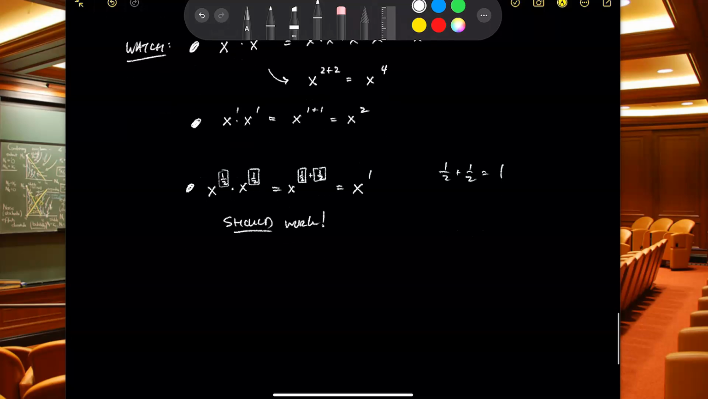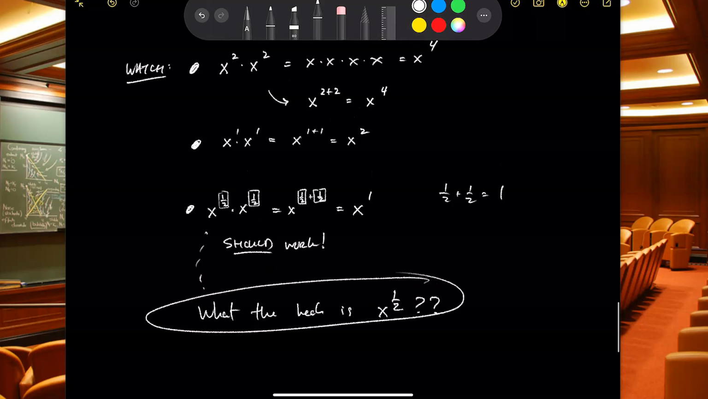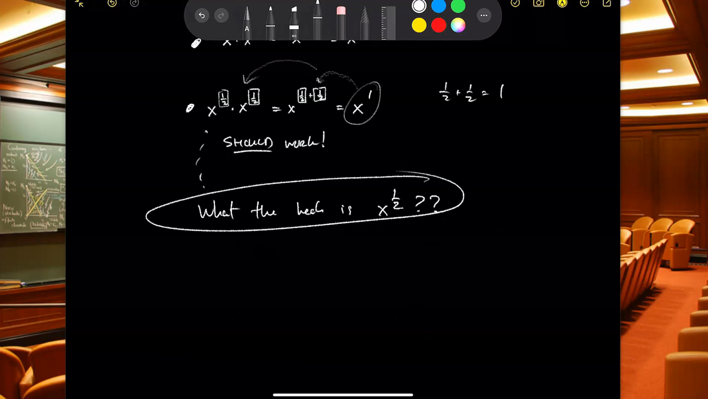But if it does, then what the heck is x to the 1/2? So take a moment, pause and think about this. What is happening here? We have this pattern that when I multiply like bases, I add the exponents and they should add up to that resulting thing. This resulting thing definitely exists, but if I go backwards from 1 into things that are less than 1, what does this mean? x to the 1/2.